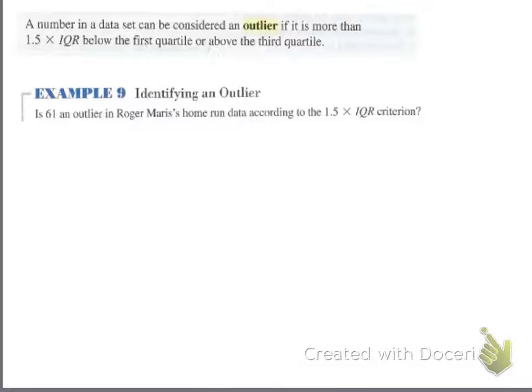Outliers. A term is considered an outlier if it is more than 1.5 times IQR below the first quartile or above the third quartile. Now, what we want to do here is from Roger Maris's home run data. I believe, not sure if we figured that out or not, but we have that table.